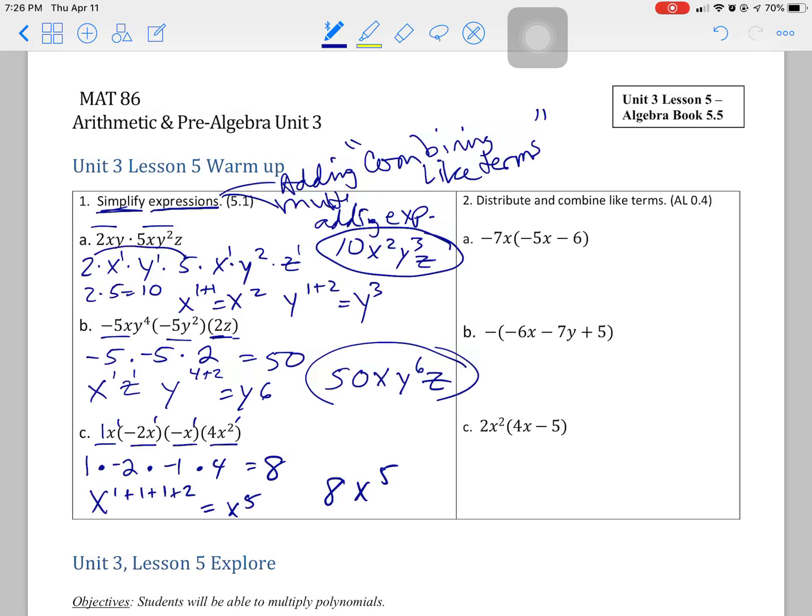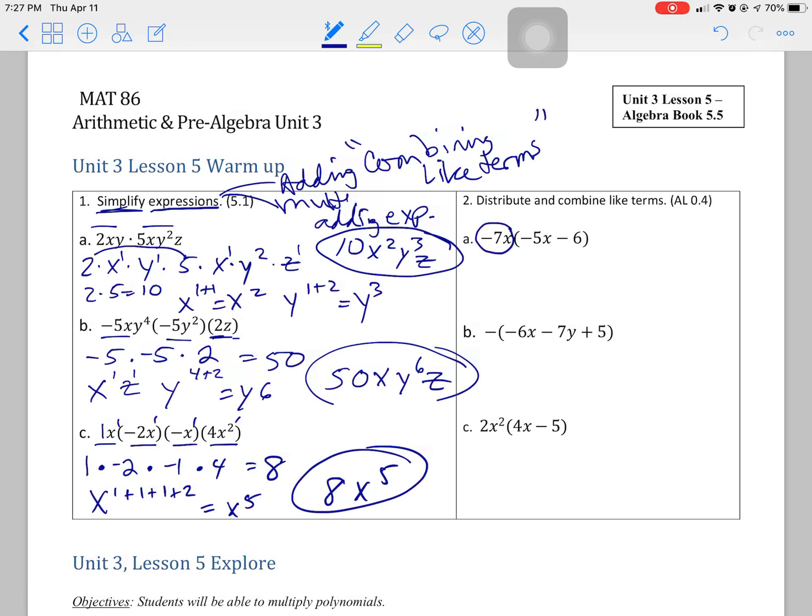If this had been x minus 2x minus x plus 4x squared, I hope you know that this would have been combining like terms. That's a 1x plus a negative 2x plus a negative x. So that would be a negative 2x plus 4x squared. Completely different than when you're multiplying things. So be careful which thing you have. All right, distributing.